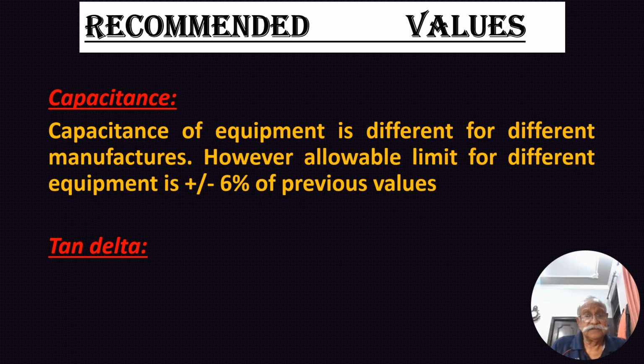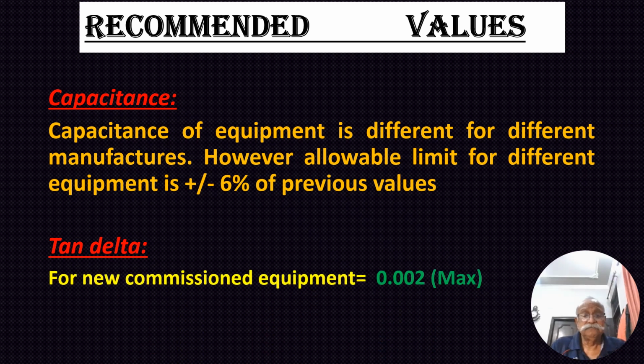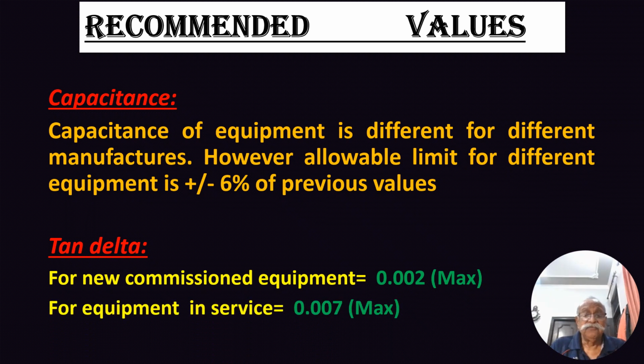Recommended values, capacitance. Capacitance of an equipment is different from different manufacturers. However, the allowable limit for different equipment is plus or minus 6% of the previous values. What I mean to say is that if the previous value is X, the next allowable value will be plus or minus 6%, and the time period allowed is 1 year. And tan delta for newly commissioned equipment is 0.002 maximum, and for equipment in service it is 0.007.